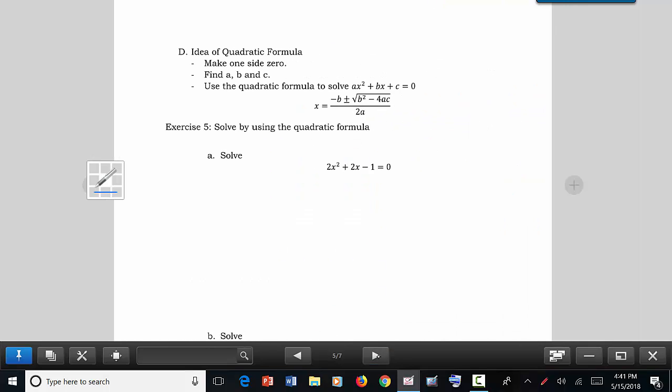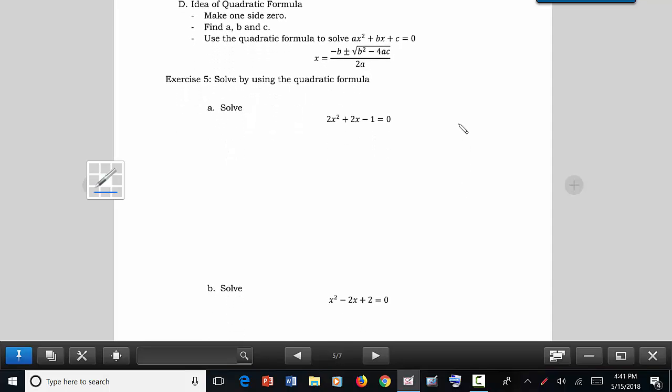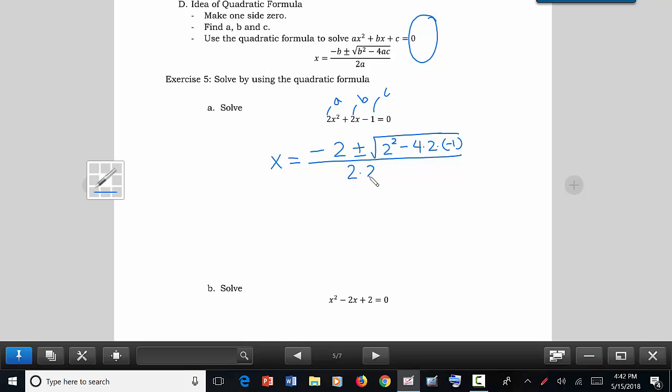Now here it should be quite easy, and it is the strongest idea to solve a quadratic equation. We can use the quadratic formula. Make sure you recognize the coefficients. This is A, this is B, this is C. And another thing you have to be careful about is whenever we use the quadratic formula, you want to make one side 0. Now let's use x equals negative b, which is 2, plus or minus square root of b squared, which is 2 squared, minus 4a, which is 2, c is negative 1, divided by 2 times a, which is 2.